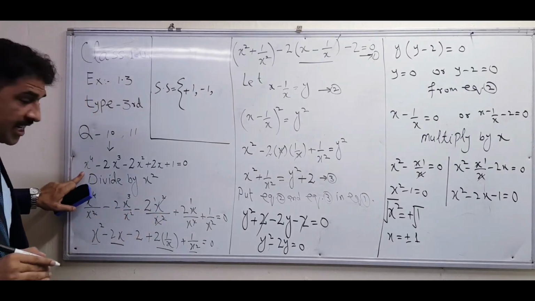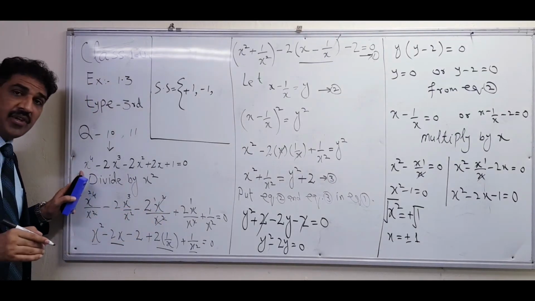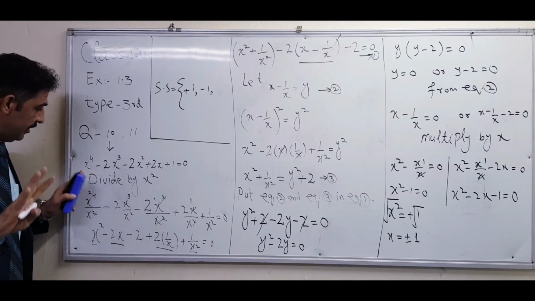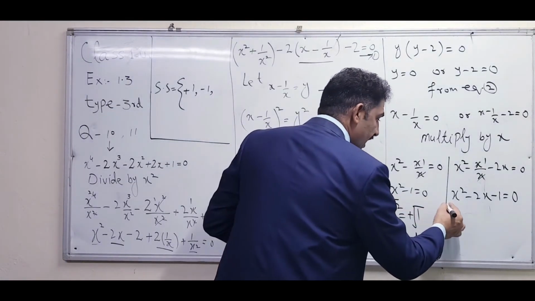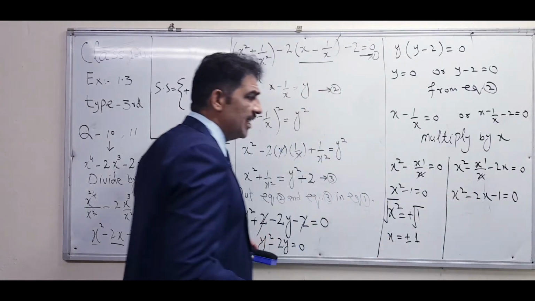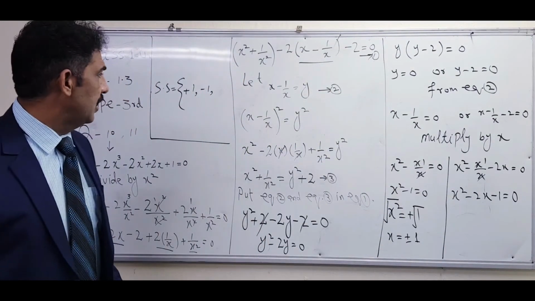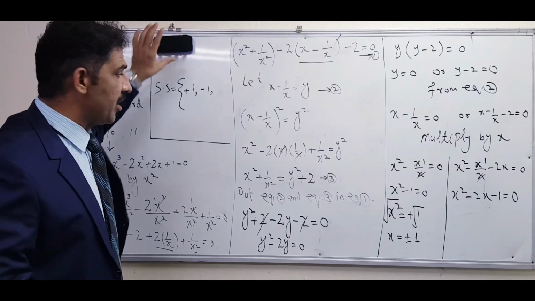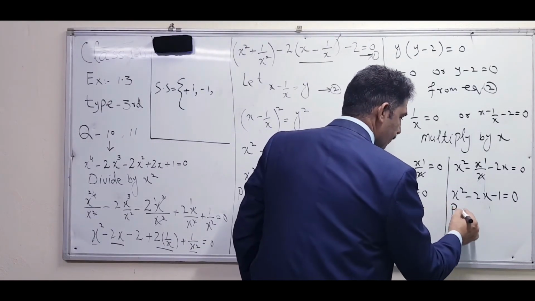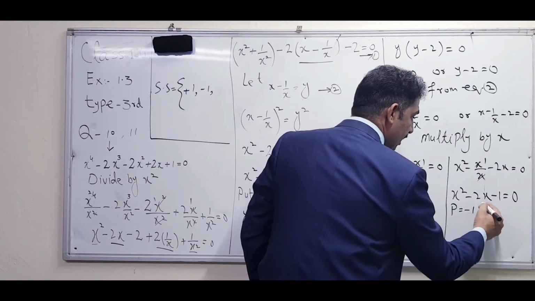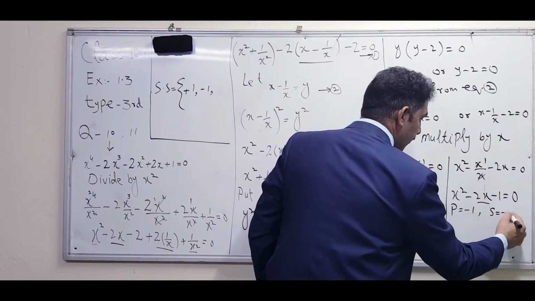Exponent 4, highest power is equal to 4. It means that we have to find a total of 4 answers. So 2 answers we will find from the second equation. What's the product here? The product is minus 1. And what's the sum? Second term, minus 2.